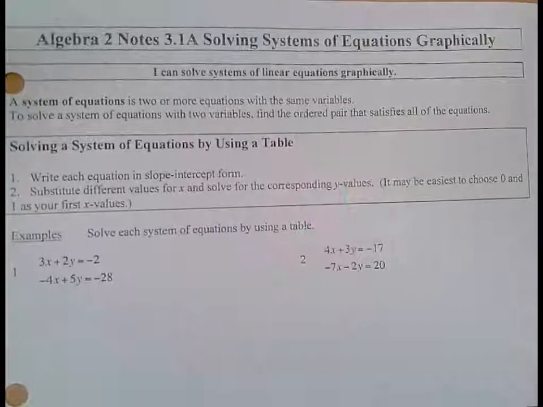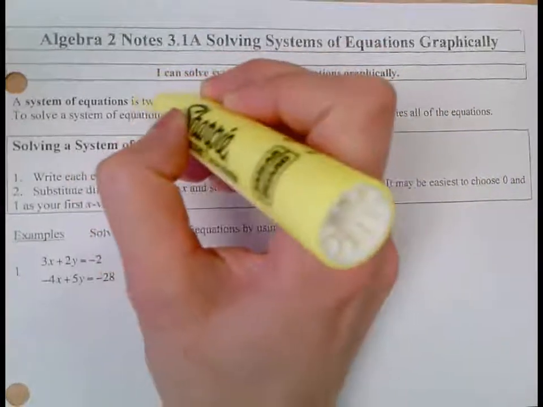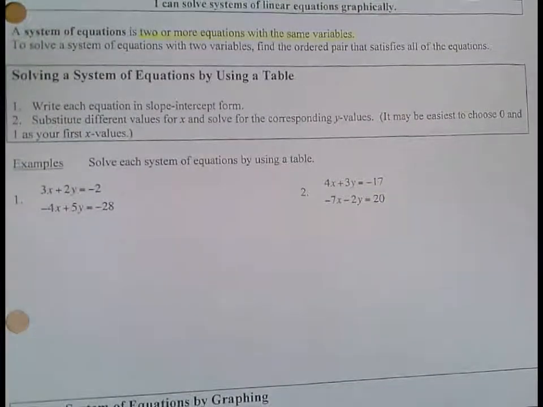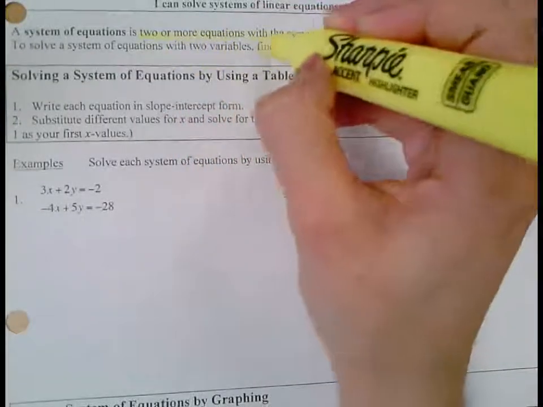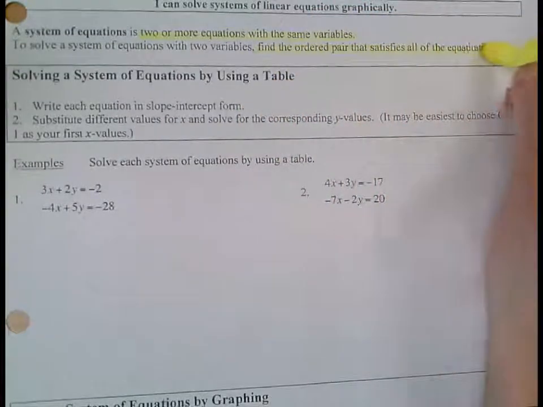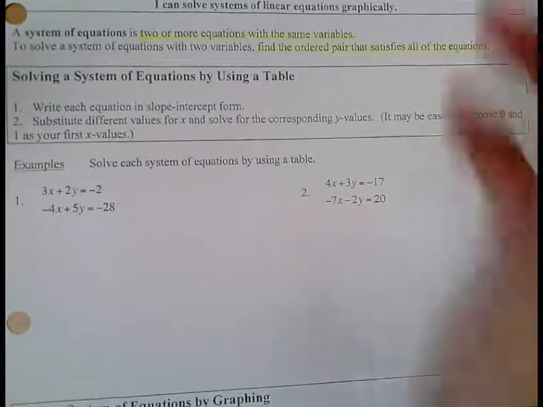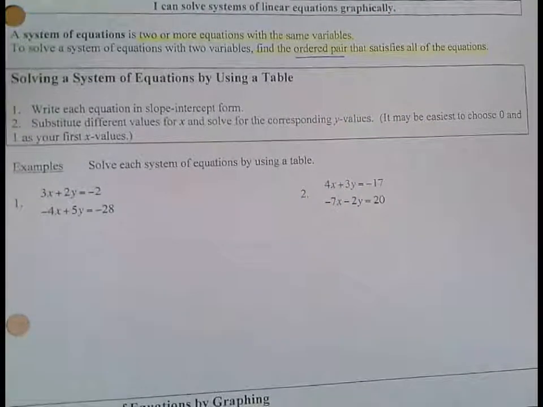So ultimately you want to be able to solve a linear system of equations graphically, and that could be just using a table or actually graphing it. A system of equations is defined to be 2 or more equations with the same variables. Usually your variables are x and y. They don't have to be. And to solve a system of equations with 2 variables, specifically you're finding the ordered pair that satisfies all of the equations. So your answer is an ordered pair. Your answers should be written as ordered pairs when you're solving a system.